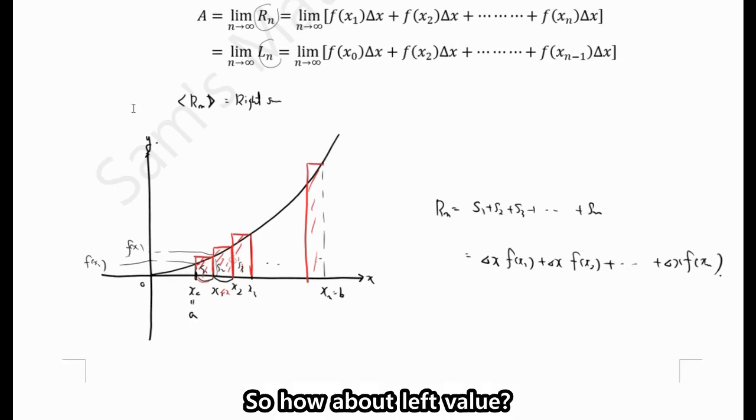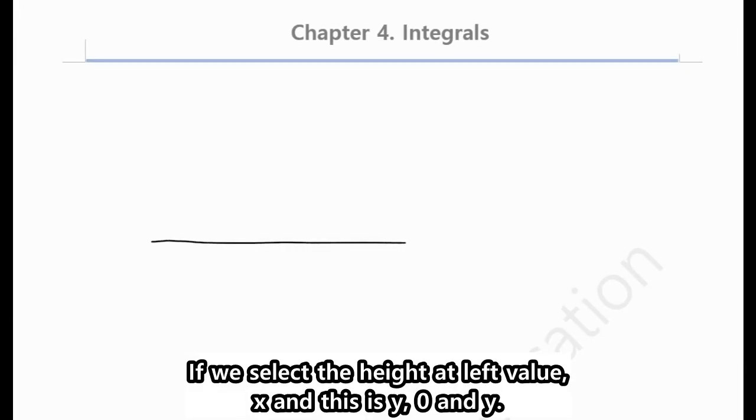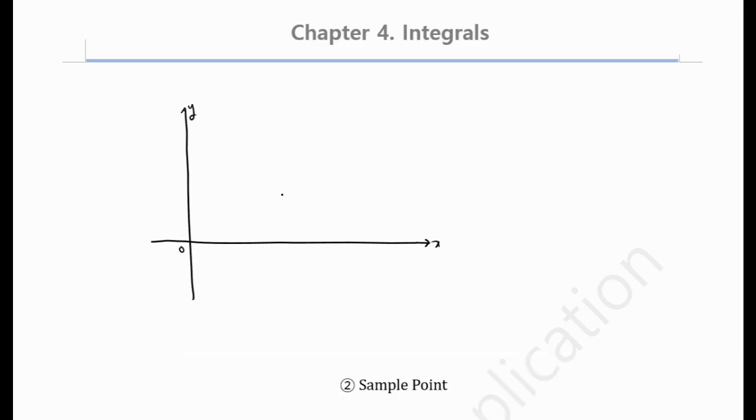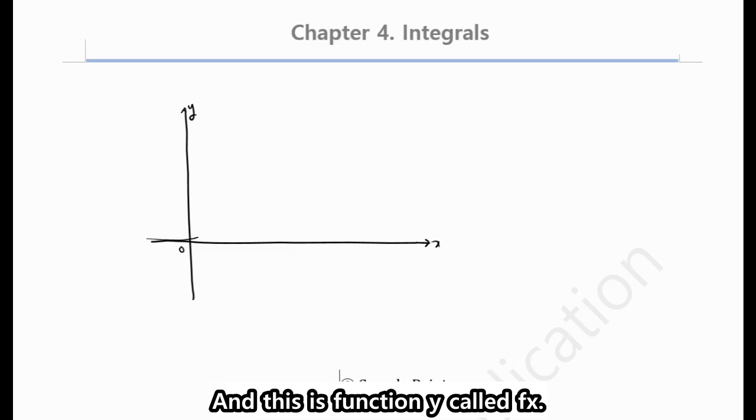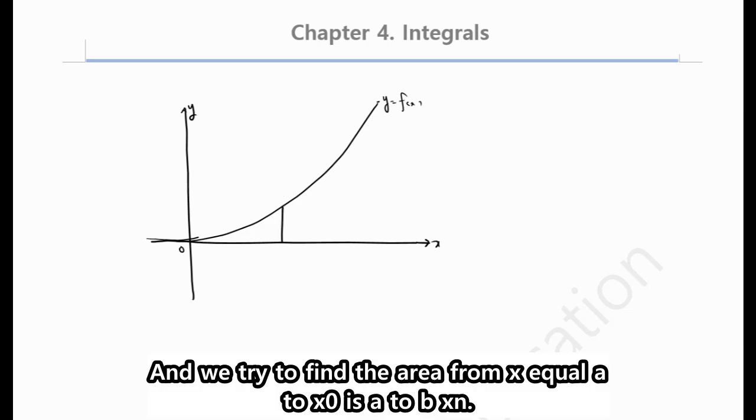So how about the left value? If we select the height as the left value, this is x and this is y, with the origin 0, and the function is y equals f(x). We try to find the area from x equals a, which is x0, to b, which is xn.